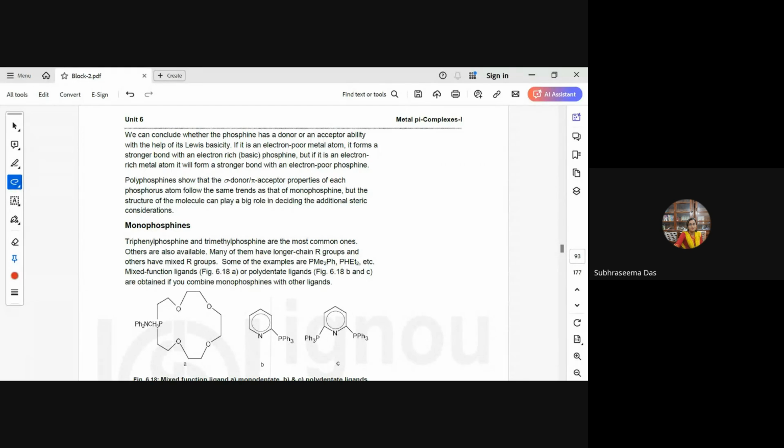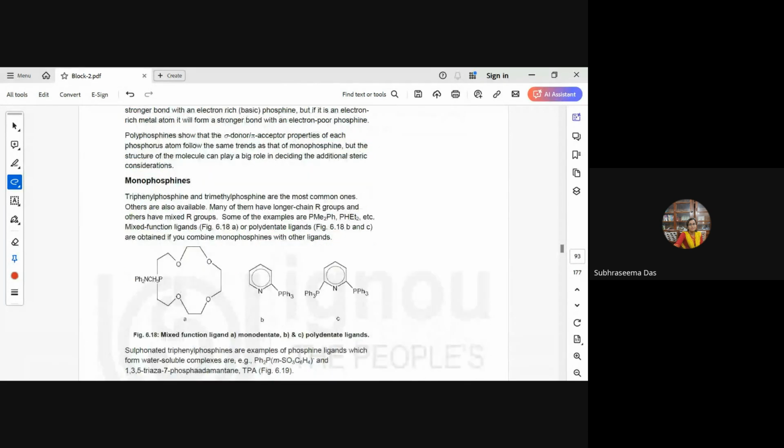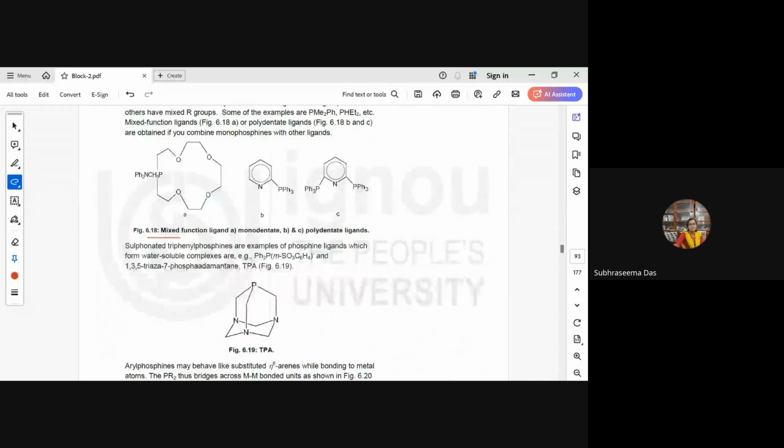Before going to polyphosphines, we'll first consider monophosphines. Triphenyl phosphine and trimethyl phosphine are the most common monophosphines available. Others are also available, many of them with longer R chains. Some examples of mixed phosphines are listed in figure 6.18.